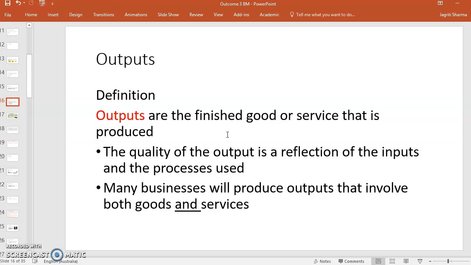Now the quality of the output is a reflection of the inputs and the processes used. The quality is going to be what raw materials you have used, what kind of processes you have followed. So your quality will be dependent upon your inputs and processes used in your business. Now there are some businesses that will produce outputs that involve both goods and services.